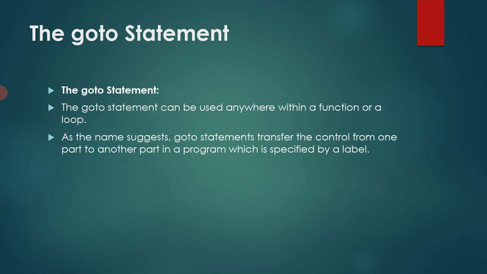Now the next statement of jump statements is the goto statement. And why do we use the goto statement? Goto statement is used when we have to jump the control from one location to a different location in two ways, either forward or backward. So goto statement can be used anywhere within a function or a loop. As the name suggests, goto statement transfers the control from one part to another part in a program which is specified by a label. So that is the goto statement.